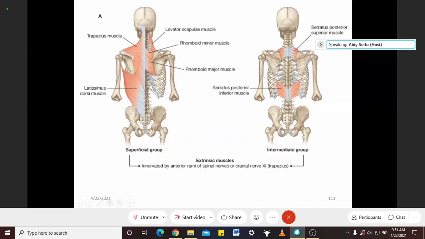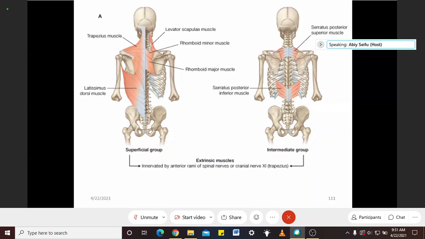And the intermediate ones are the serratus posterior superior and the serratus posterior inferior muscles, which are stomach-like muscles, and they are called respiratory muscles. Still, they are classified as extrinsic muscles.